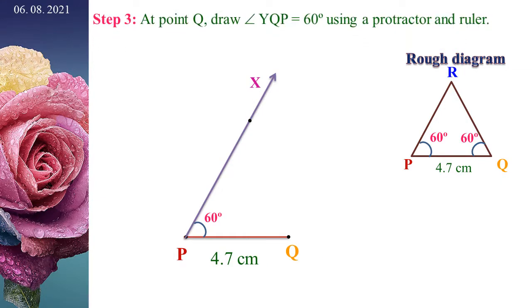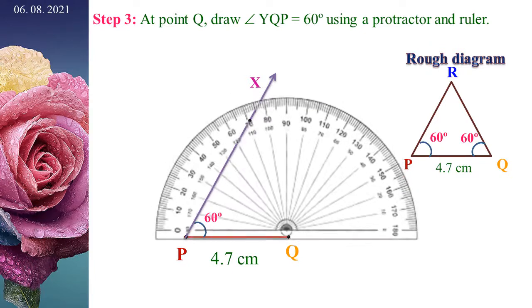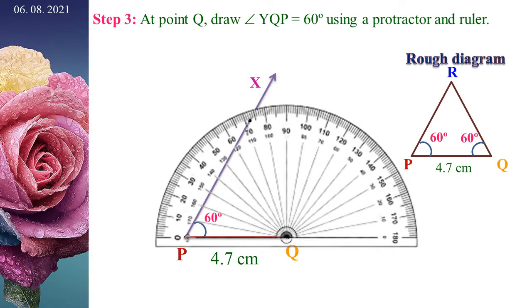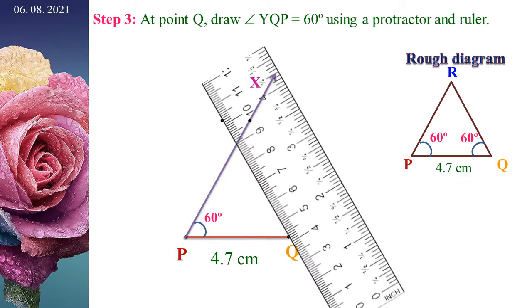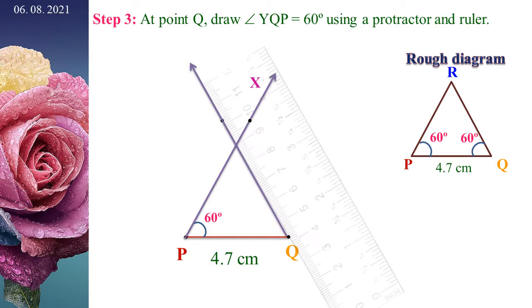Step 3. At point Q, draw angle YQP equal to 60 degrees using a protractor and ruler. Again take the protractor. Keep it at Q. Mark an angle 60 degrees. Start from left to right. 0, 10, 20, 30, 40, 50, 60. Mark an angle 60 degrees. Remove the protractor. Take a scale. Join the line. Remove the scale. Mark an angle 60 degrees. That line is called Y.